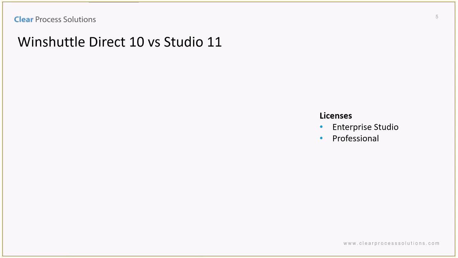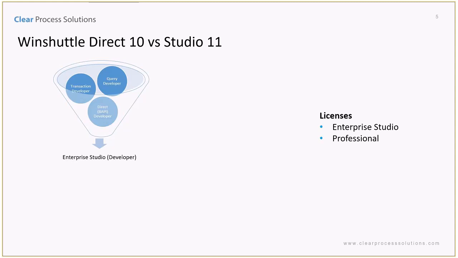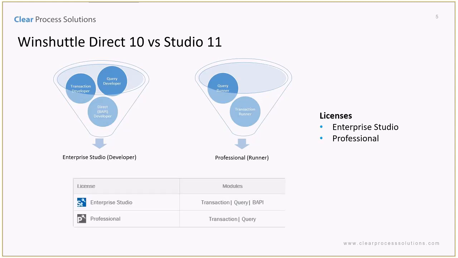In the desktop version 10, the license consisted of Transaction, Query, and Direct Developer License, along with Transaction and Query Runner License, non-developer license. Now in Studio 11, these 5 license types funnel into 2 called Enterprise Studio and Professional licenses. This simplifies the license assigning process to just 2 groups, developers and non-developers.